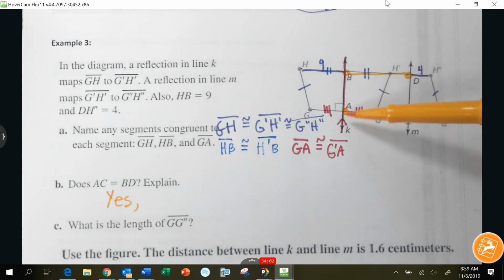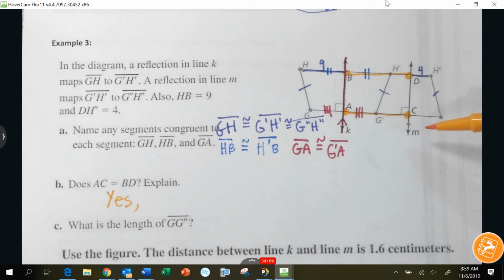Because line K and line M are parallel. And what do we know about parallel lines? What is the definition of a parallel line? Oh, they never intersect. And so what do you know about the distance between those lines if they never intersect? It's going to be the same distance.